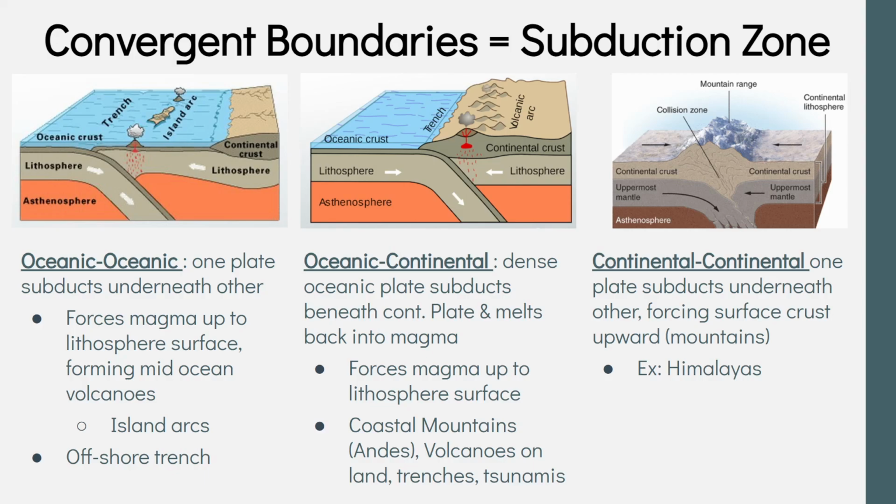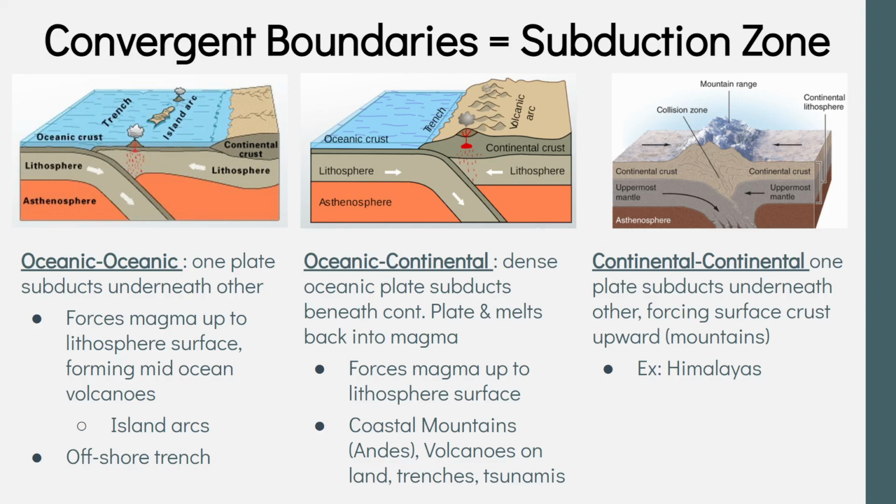When two oceanic plates collide on the left here, one will subduct beneath the other, and this forces magma up to the lithosphere, which forms volcanoes. This magma will continually rise up to the surface in the same spot, but the plate above it is shifting, so each time it erupts, it makes a new island, which is what gives us island arcs, such as Japan or Indonesia. It can also form offshore trenches when the margin of one oceanic plate is pulled down beneath the other.